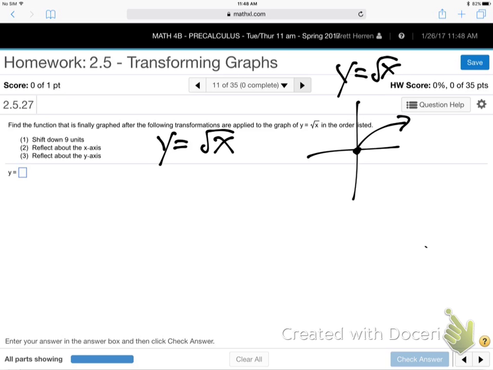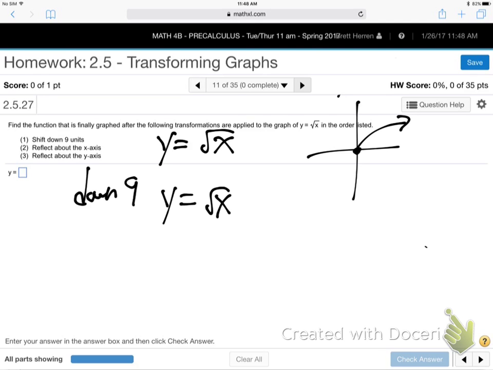Now we're going to do different things to him. What's first? Shift down 9 units. So go ahead and try that one. Do a down 9 to the equation. Y equals down 9. Everybody got an answer? What do you think? Square root of x minus 9. Square root of x. Is the minus 9 in the root or out? Exactly. That's important, right? If you let the root go like that, that would be wrong because then that, why? You tell me. Why would that be wrong?